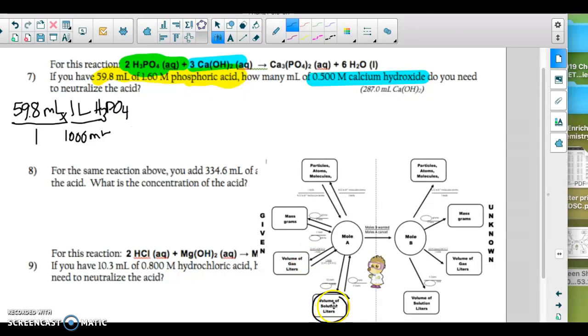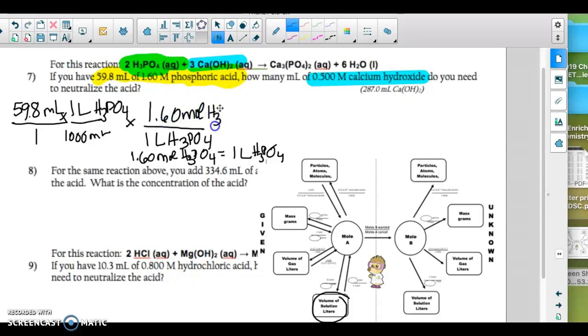So I'm right here now, ready to use my molarity. My molarity is 1.60 molar, which means 1.60 moles of H3PO4 are going to be in 1 liter of the solution of H3PO4. So I'm going to make this into a conversion. I'm going to put the liter on the bottom because that then will cancel. And I'm going to put the 1.60 mole on the top. So by doing that, my mL cancel, my liters cancel. I'm in moles of the phosphoric acid now.